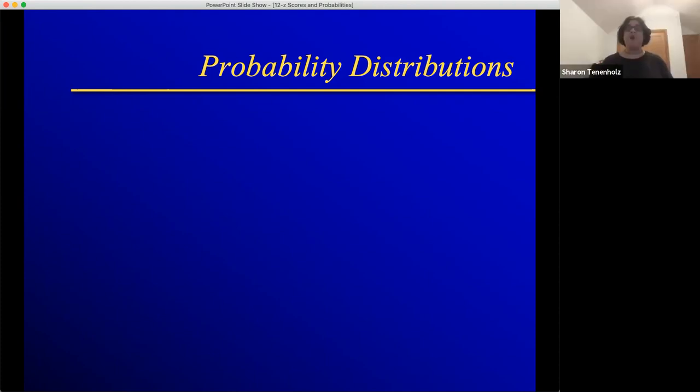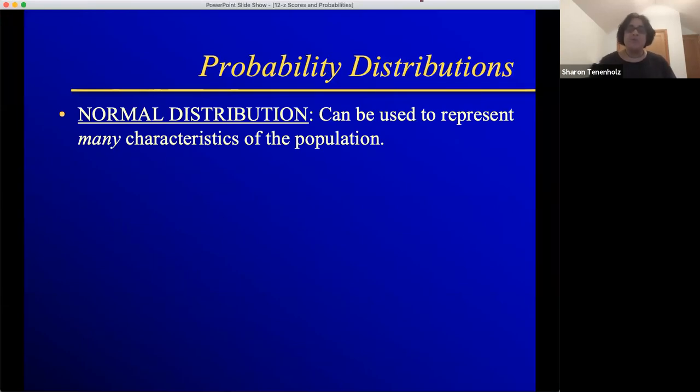They describe the probabilities of receiving different scores in a population of scores. So a normal distribution, and I think this is the first class in which I've used this definition, a normal distribution, which is a symmetric bell-shaped distribution, can be used to represent many characteristics of the population. For example, IQ. IQ is normally distributed. Anxiety level is normally distributed. Most people fall somewhere in the middle, but there are people who are more anxious and people who are less anxious. We have this bell-shaped distribution.